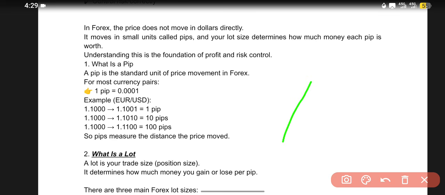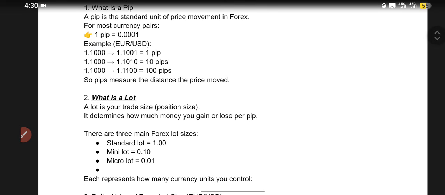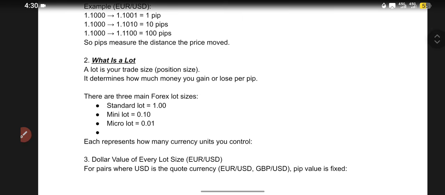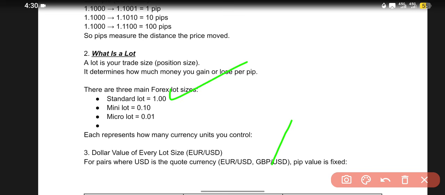Now, what is the lot size? Let's move on to lot size. A lot is your trade size, your position size. It determines how much money you gain or lose per pip. There are three main Forex lot sizes. We have the standard lot, the mini lot, and the micro lot. Each represents how many currency units you control.